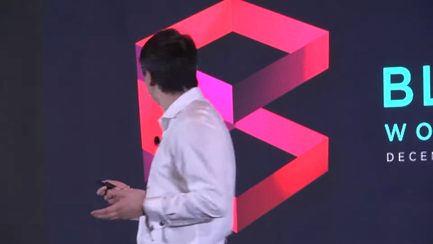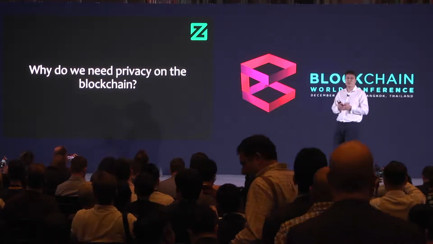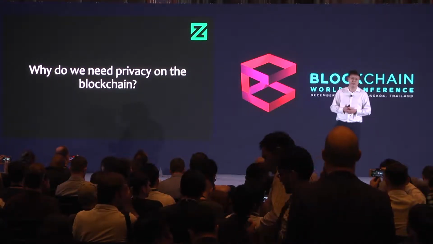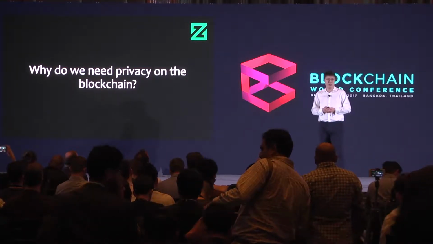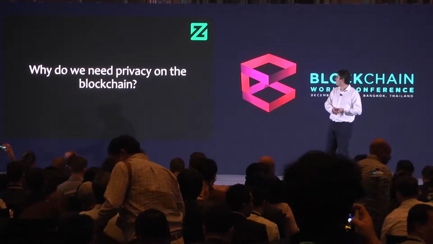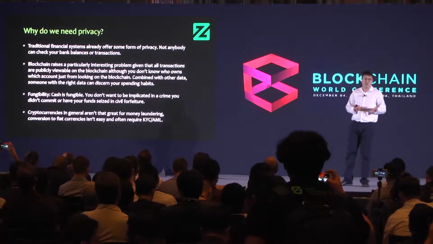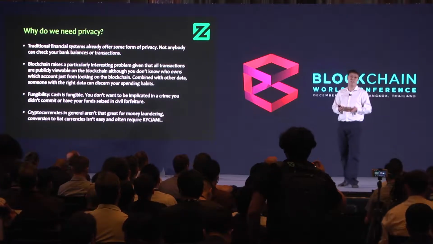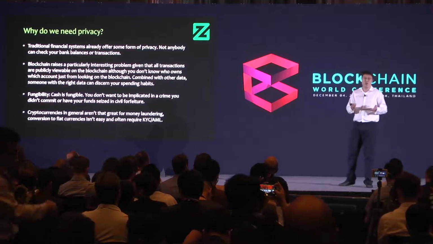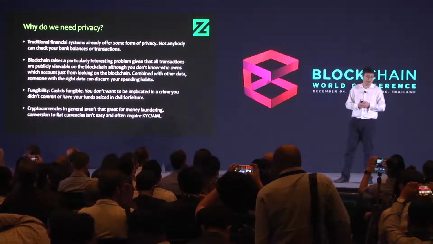So a lot of people have been asking, why do we need privacy on the blockchain? A lot of people think that it's only if you have something to hide, you're doing money laundering or criminal activities. But that's not actually quite true. If you take a look, traditional financial banking systems already offer some kind of privacy. Not anybody can check your bank balances or transactions, right? Only authorities, tax authorities, police can do that. So there is a basic form of privacy.